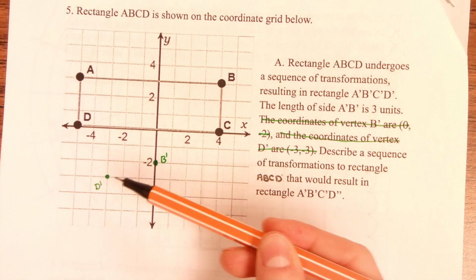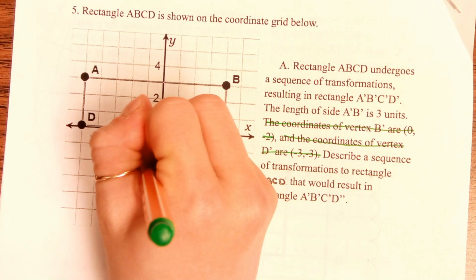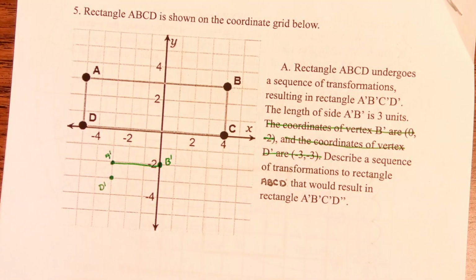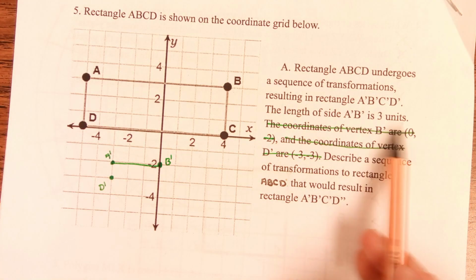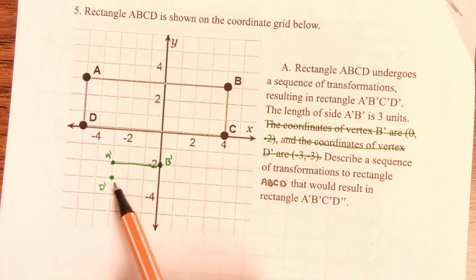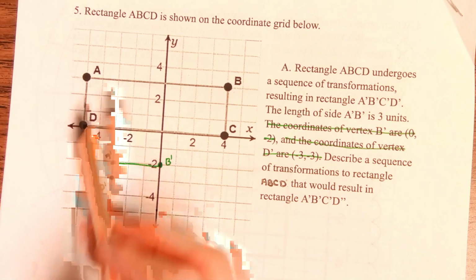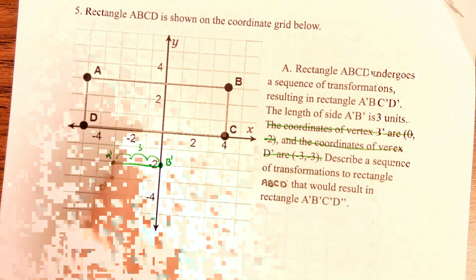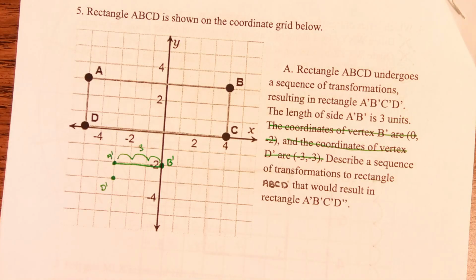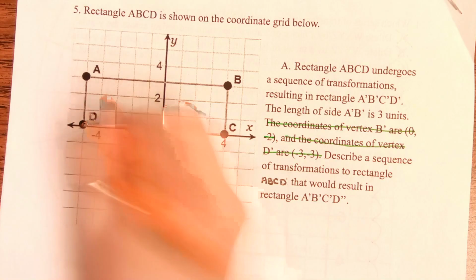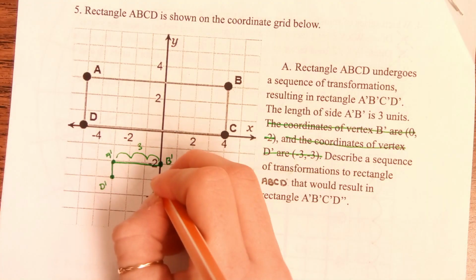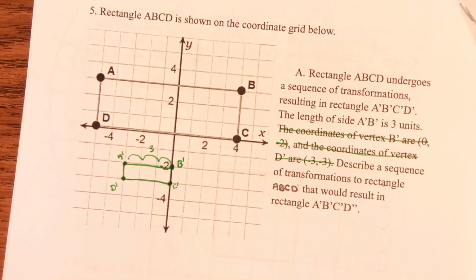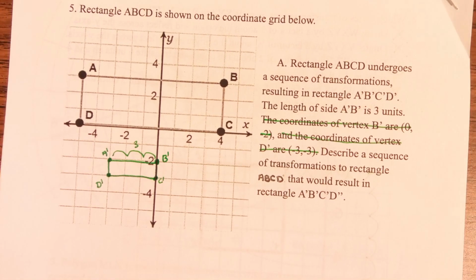They gave us 2 coordinates here, so we plot those. We know that we can move our 3 units, 1, 2, 3, to find our A'. And if we want to match the rest of the shape, then we just connect the dots. Boom. And then this means that this has to be C'. Now that we have drawn our shape, they want us to describe a sequence of transformations to rectangle ABCD that would result in A'B'C'D'.